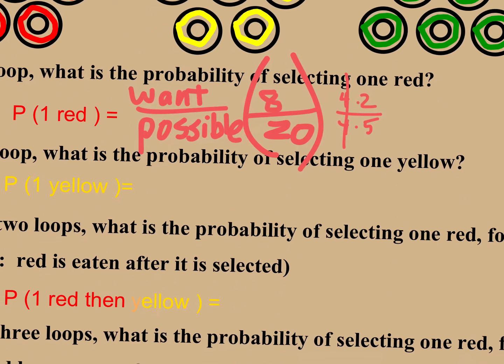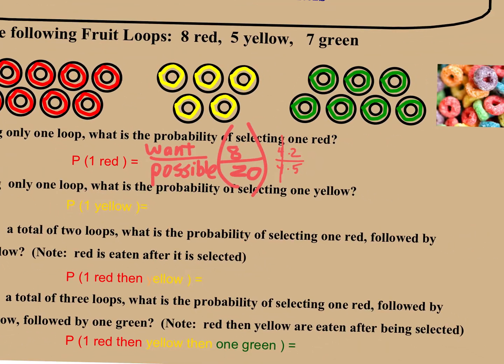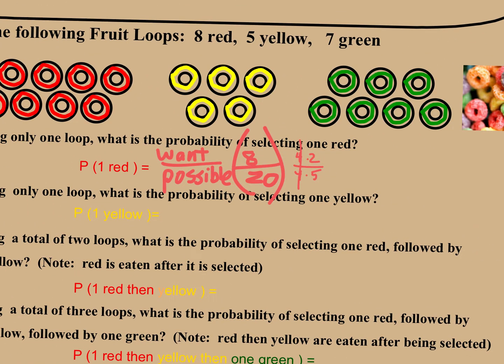All right, what's the probability of getting a yellow then? Well, I just showed you, so I bet you can do it without me. Don't say it, write it.